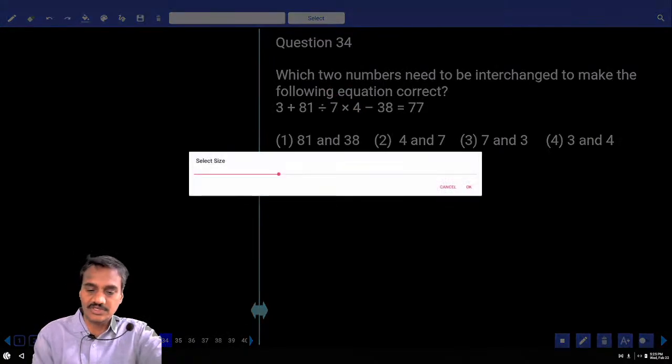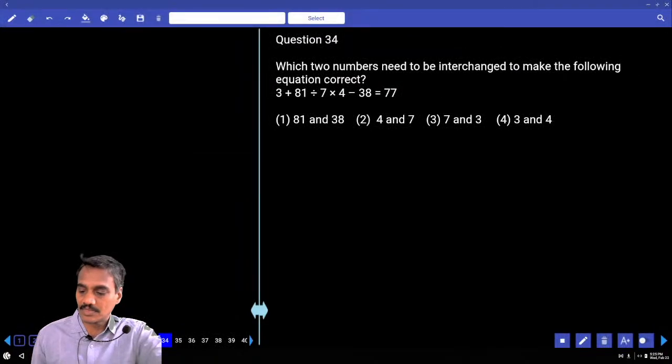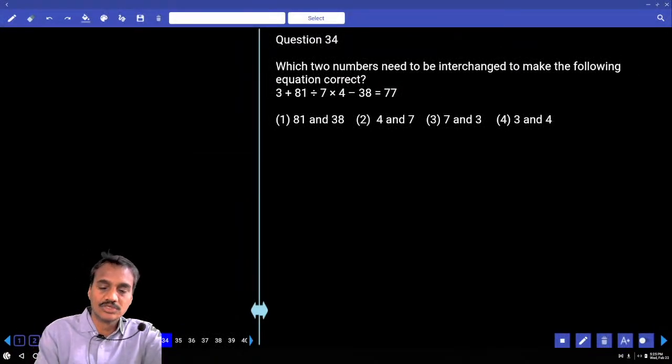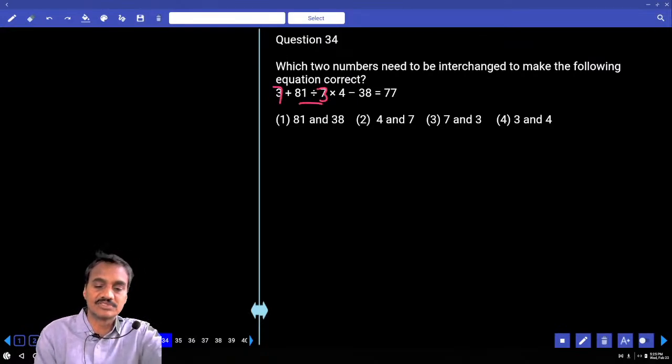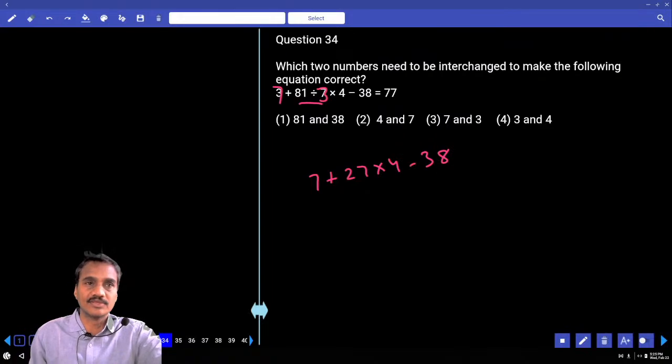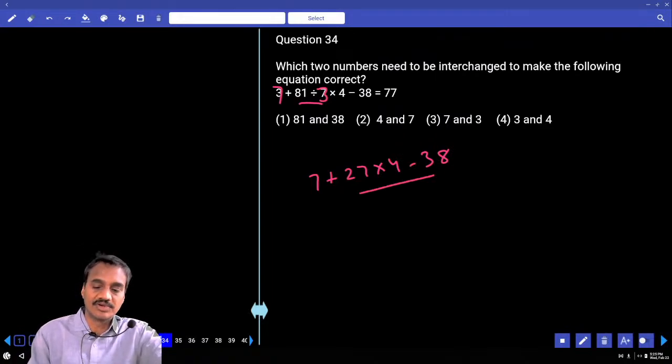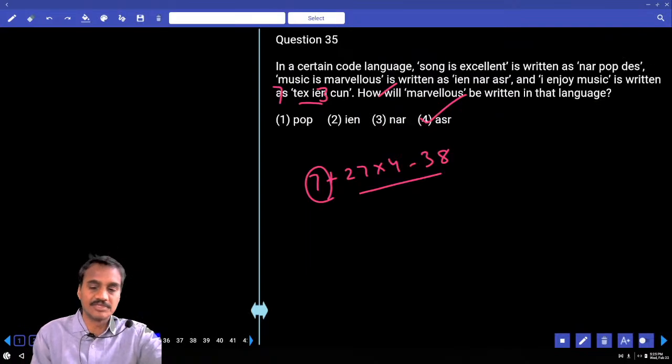Now in choice 3, 7 and 3. Now 7 and 3, this is 7 and this is 3. Now 81 divided by 3, and that's 27. Now 7 plus 27 into 4 minus 38. 27 into 4 is 108. 108 minus 38 is 70. 70 plus 7 is 77. By interchanging 7 and 3, you are getting the equation.